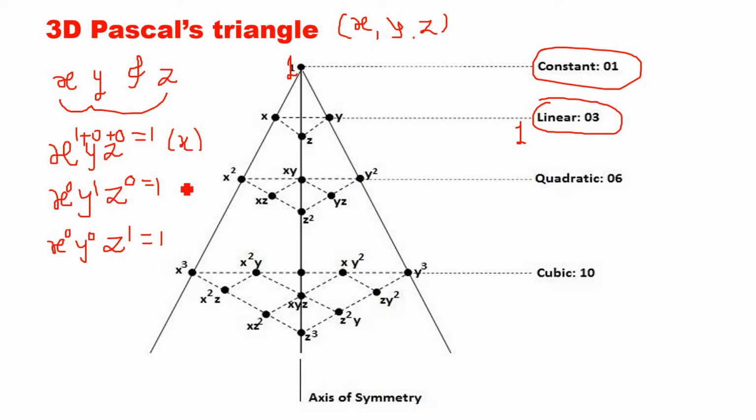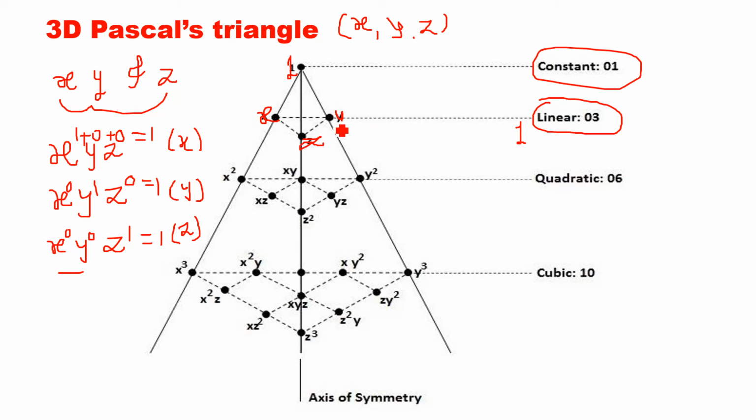Answer of the second term is y because x and z are 0. And for the third term, x raised to 0, y raised to 0 means 1, so the third answer is z. So the three coordinates which represent the linear term are x, y and z, right?